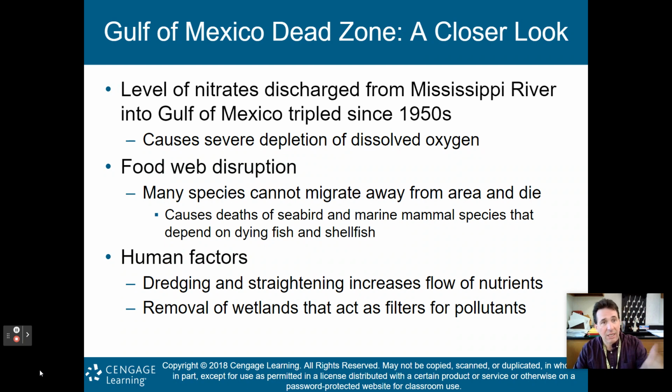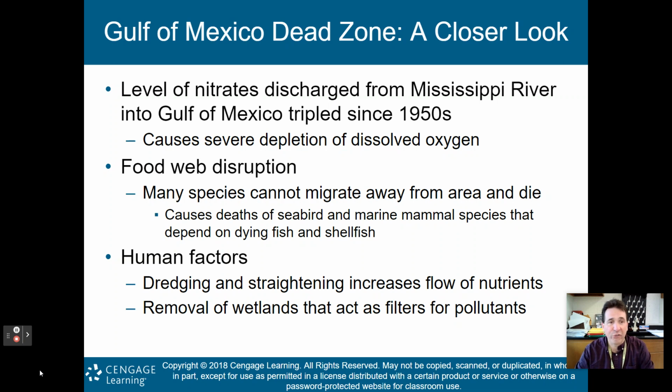So, a closer look: the level of nitrates discharged from the Mississippi River into the Gulf of Mexico has tripled since the 1950s. That's because of that green revolution we talked about in the industrial agriculture chapter. Well, obviously that is causing problems. We spoke about it in that chapter, and we're talking about it a little bit more, right? This causes the severe depletion of that dissolved oxygen.